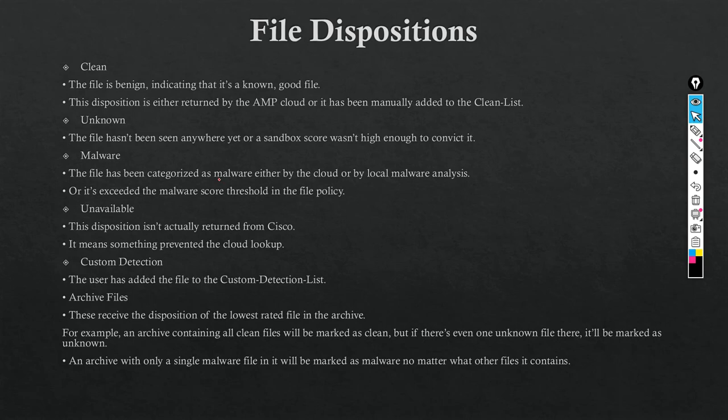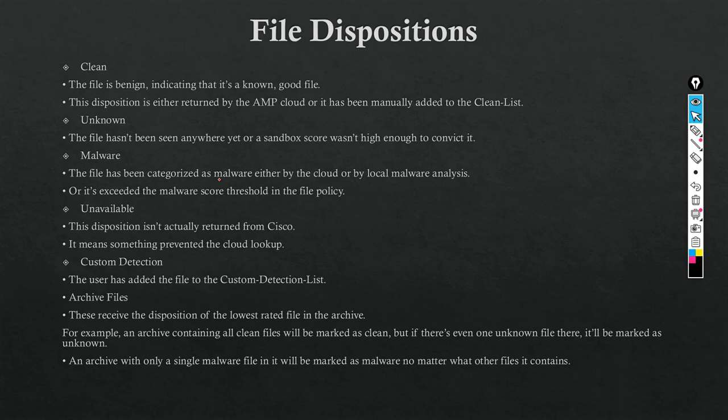I couldn't understand it, so it's unknown. Malware: the file has been categorized as malware either by the cloud or by local malware analysis, either by Advanced Malware Protection, the AMP cloud, or locally using ClamAV, or it exceeded the malware score threshold in the file policy. Great.